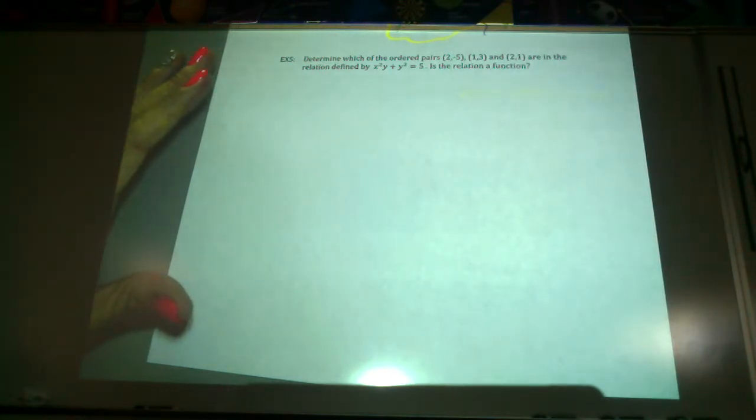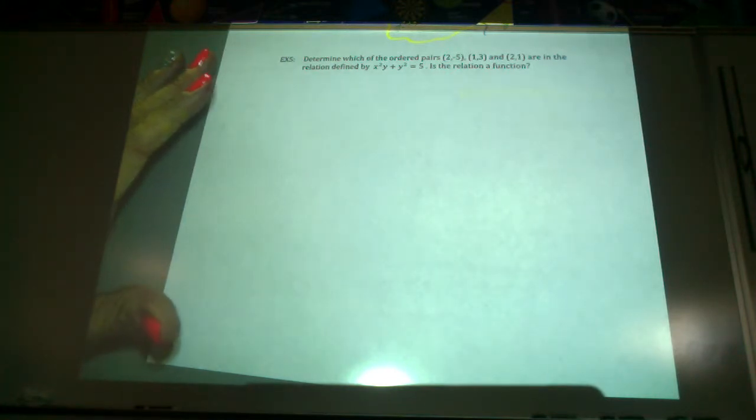Yeah, it'll count for 23 because it gives you the percent. All right, so last example.